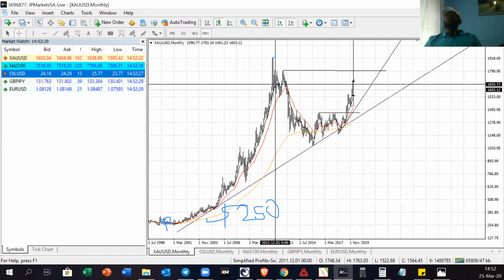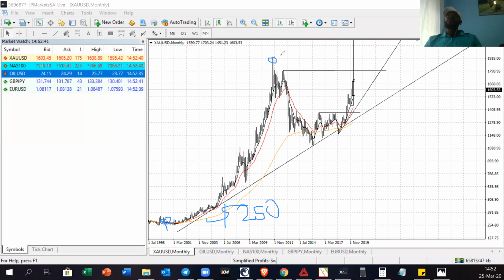let's say towards the end of 2011, gold hit a high of 1,900. From there, we started to see gold prices decline, and they fell for almost 7 years, or 6 years, from 2011 to 2017.